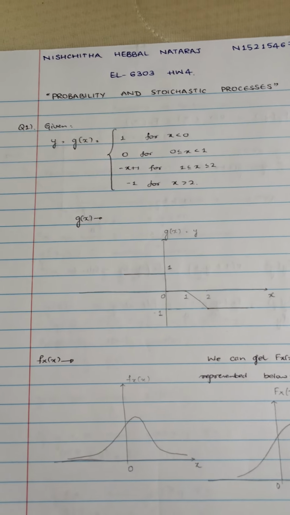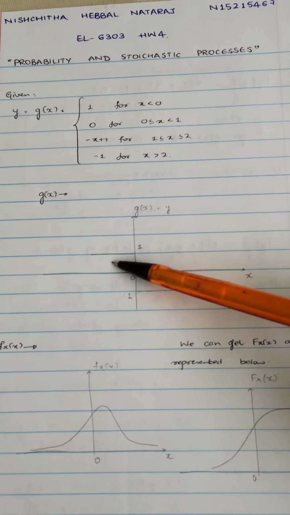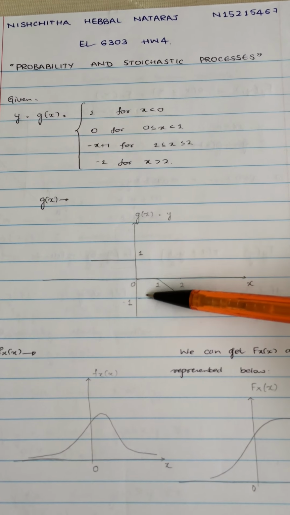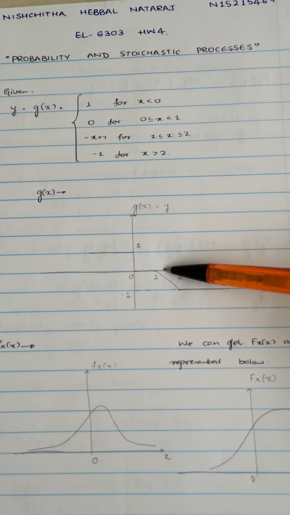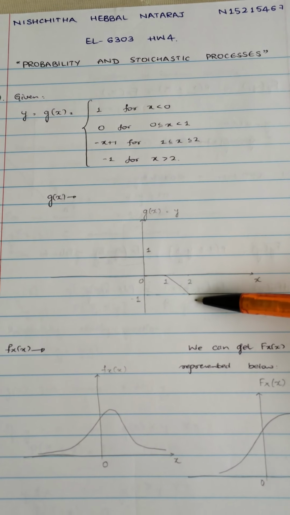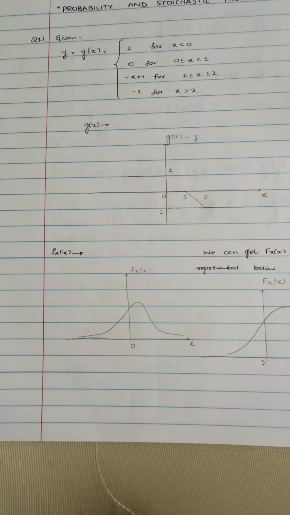So, based on the given question, we can draw g of X as follows. It is 1 for X less than 0. It drops to 0 for the interval 0 to 1, and then it further drops based on the equation minus X plus 1 from 1 to 2, and then it is constantly minus 1 for X greater than 2.